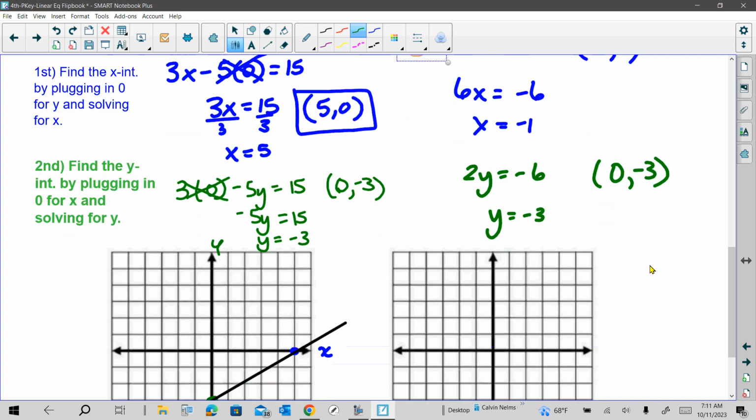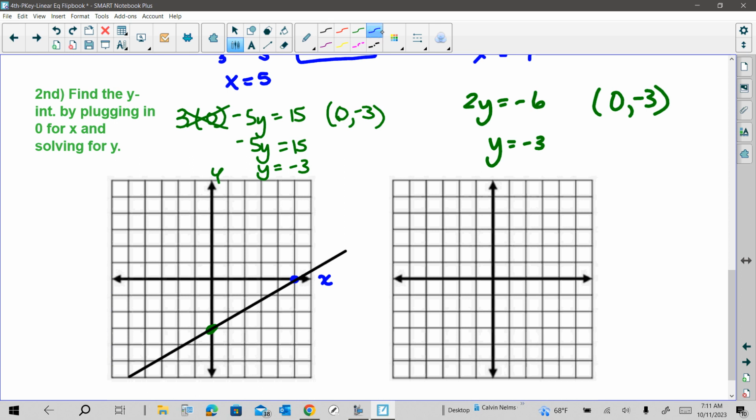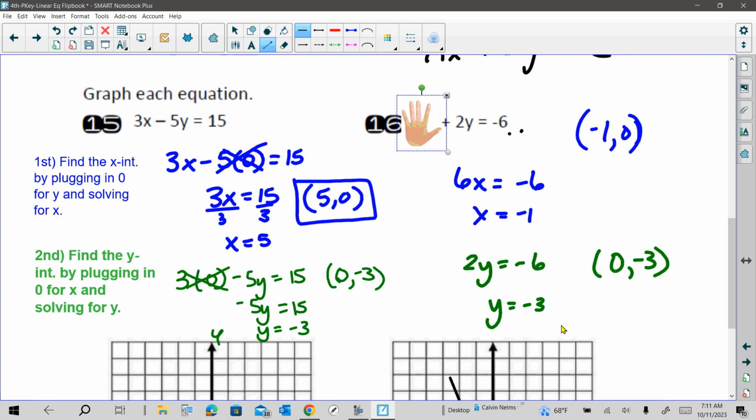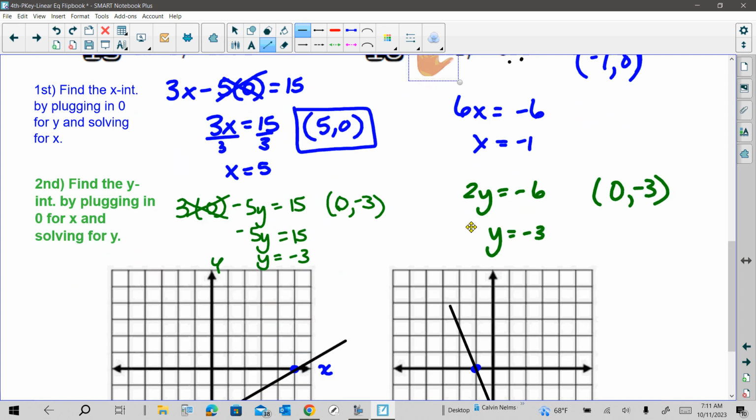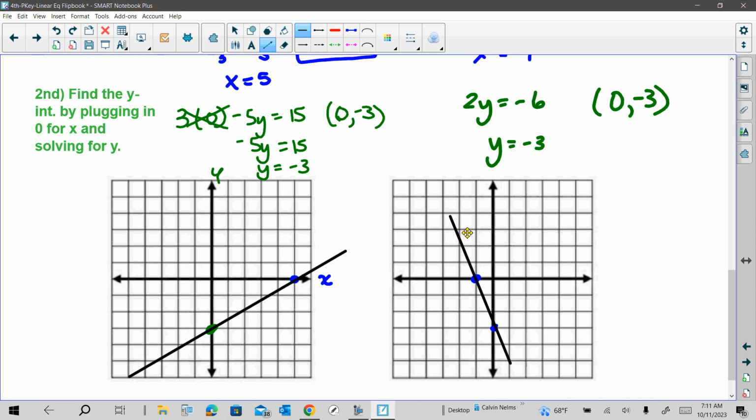So now I can just plot these points. We have (-1, 0) and (0, -3), and then we have a line going through those points. Okay, make sure I did those right. Cover. Yep. All right. So that takes care of our standard form.